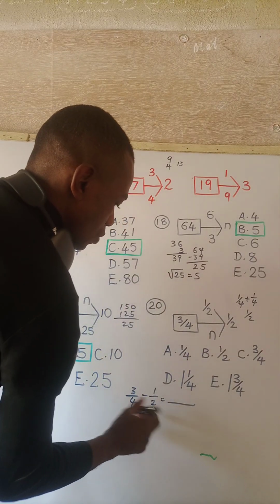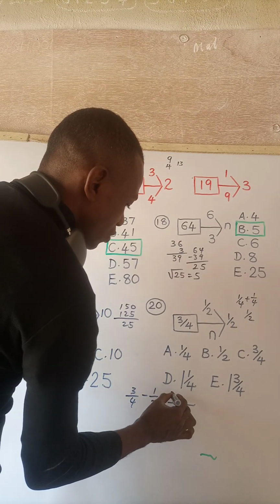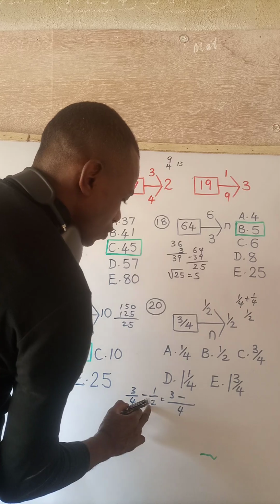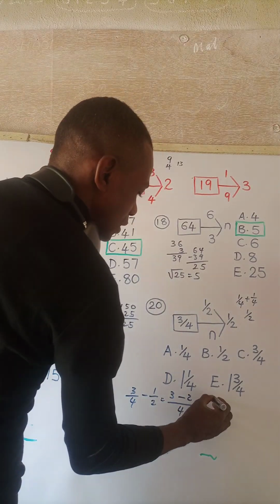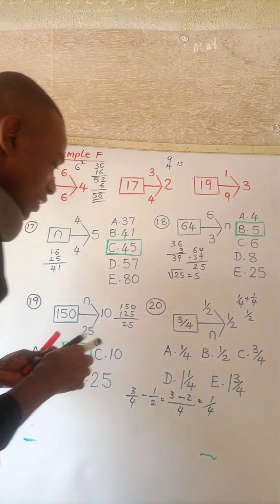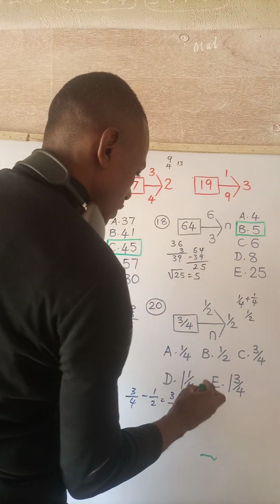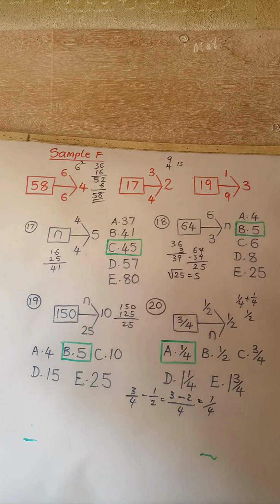Look at it. LCM of 4 and 2 is what? Is 4. 4 divided 4 will give us 1. 1 times 3 will give us 3. Minus 4 divided by 2 is 2. 2 times 1 will give us 2. Which is equal to 3 minus 2 is what? 1, all over 4. So answer to question number 20 is what? Is 1 over 4. Which is what? Option A.